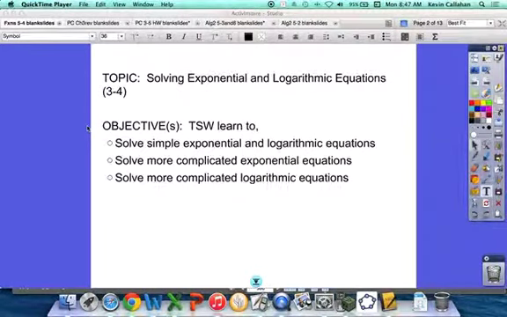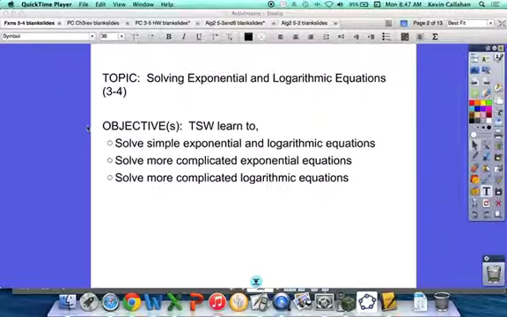Right, so now we get on to solving equations. The thing about solving logarithmic and exponential equations is there's a reason why they're in the same chapter, because we use one to solve the other. They're inverses of each other. And this is kind of a function which is called transcendental.